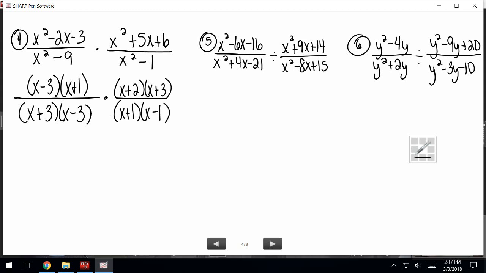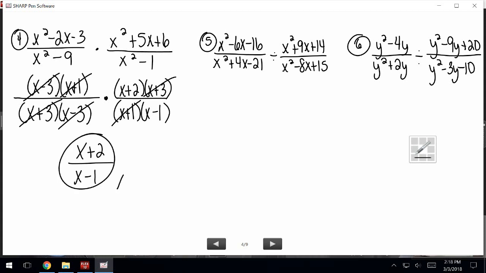All right, the only reason we can cancel is because we're multiplying. And when we cancel, one binomial has to be on the top and one binomial has to be on the bottom. It doesn't matter where they are, as long as one is on top and one is on bottom. So what I have left is x plus 2 over x minus 1. And if you're worried about a restriction, if I asked you to give me the restriction on the test, you would put x could not be 1, because that is where the bottom equals 0.